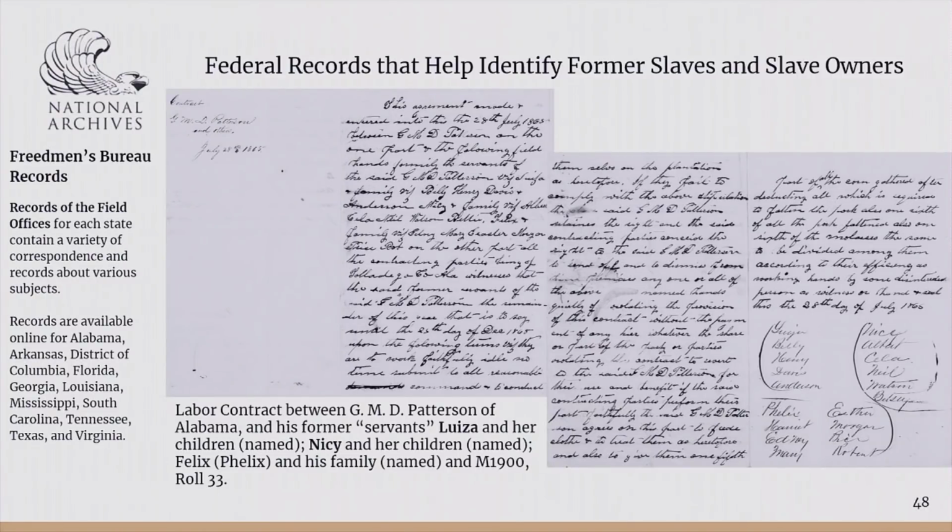Another example is the labor contract between GMD Patterson of Alabama and his former quote-unquote servants, Louisa and her children, who are named, Nicey and her children, who are named, Felix and his family, who are all named. So again, it helps, and this is dated 1866. So again, right at the end of the Civil War, you've got the slave owner, his former slaves, and their family units. So a very useful record.